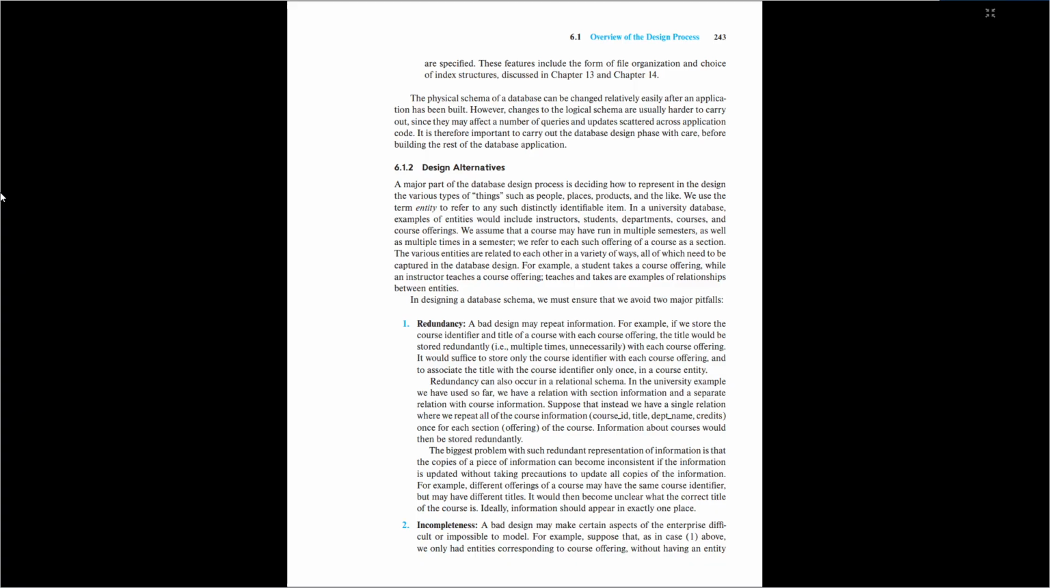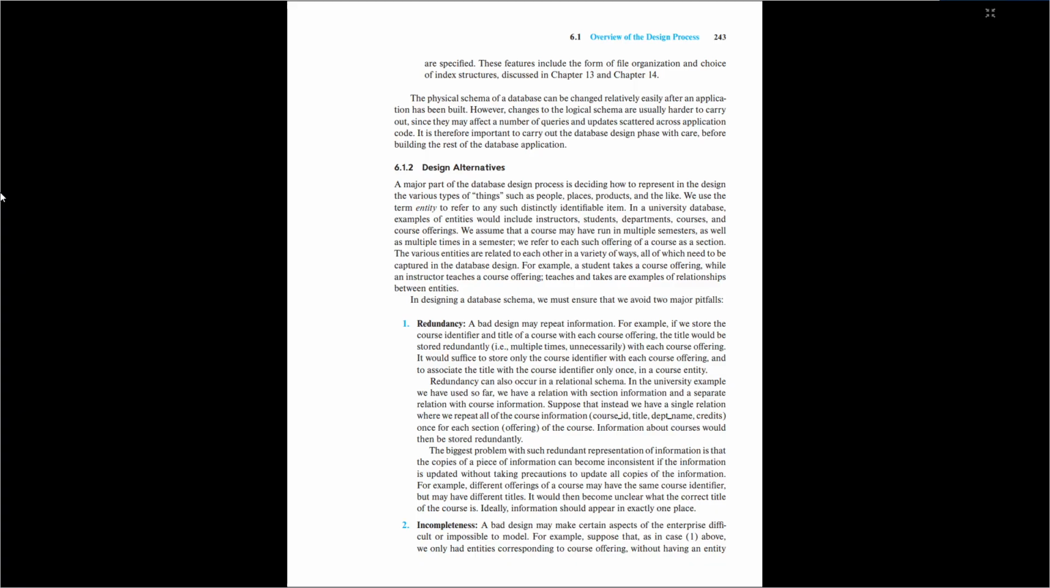The various entities are related to each other in a variety of ways, all of which need to be captured in the database design. For example, a student takes a course offering, while an instructor teaches a course offering. Teaches and takes are examples of relationships between entities. In designing a database schema, we must ensure that we avoid two major pitfalls.